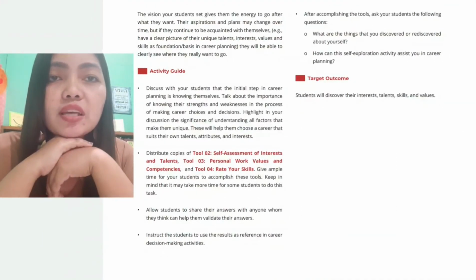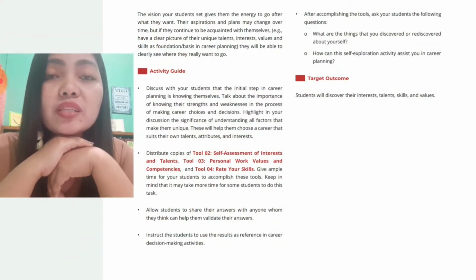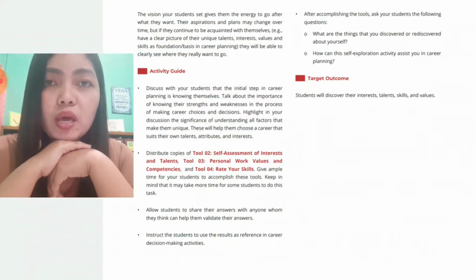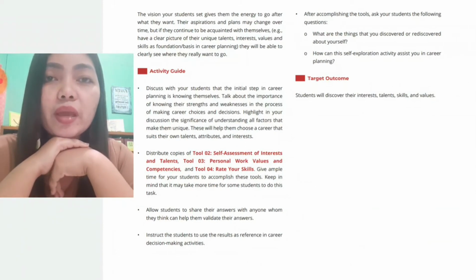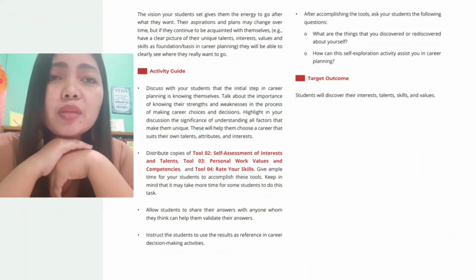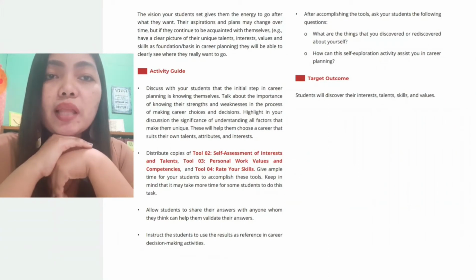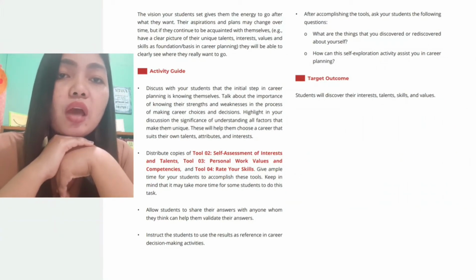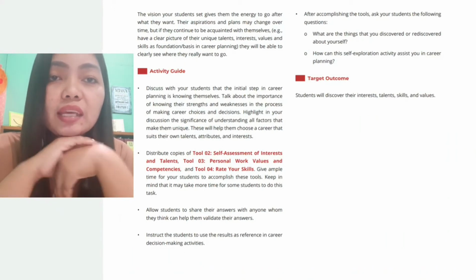Okay, so we have to discuss with our students that the initial step in career planning is knowing themselves. So we have to let them know that they really have to be aware of themselves. We have to talk about the importance of knowing their strengths and weaknesses in the process of making career choices and decisions, and highlight in their discussion the significance of understanding all factors that make them unique. So this will help them choose a career that suits their talents, attributes, and interests.